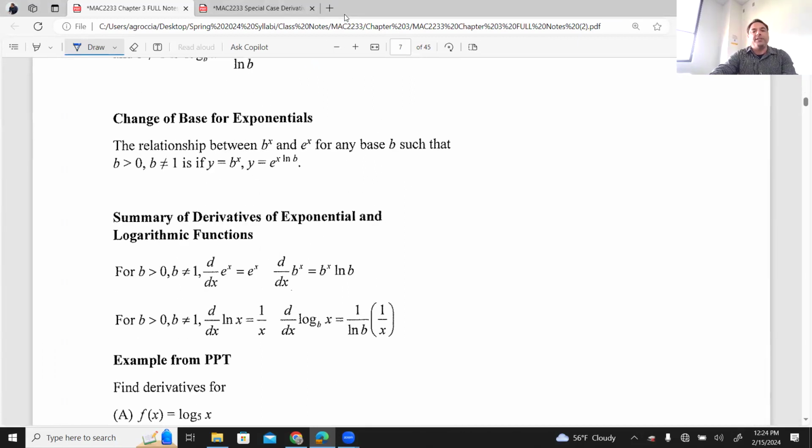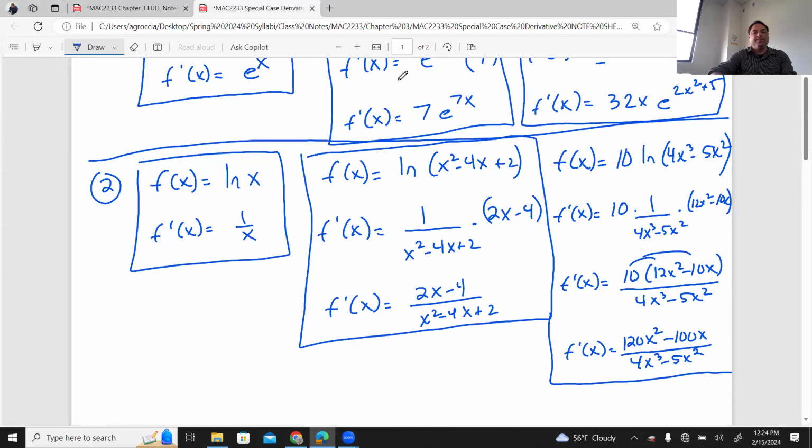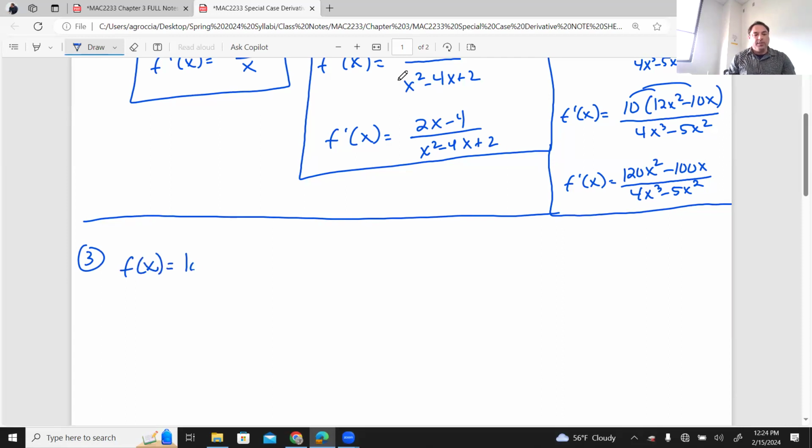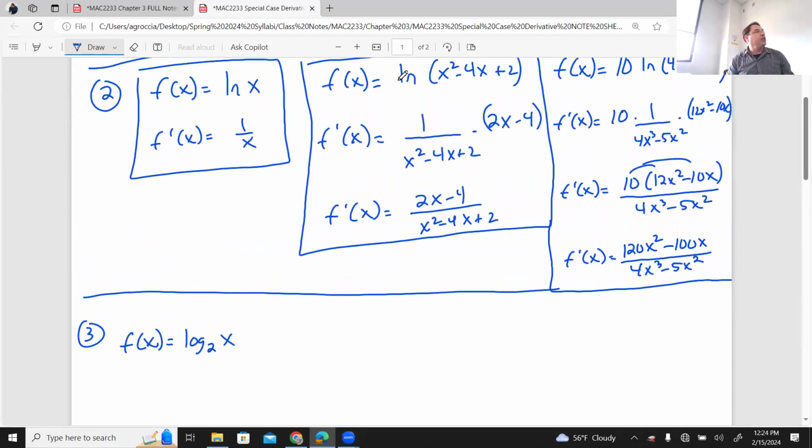Okay, so let's go back to our special case sheet. And let's add the third one. The third one is going to be the derivative of log. So again, it starts basic, then we'll do a little more involved. So the first one is going to be log base 2 of x.